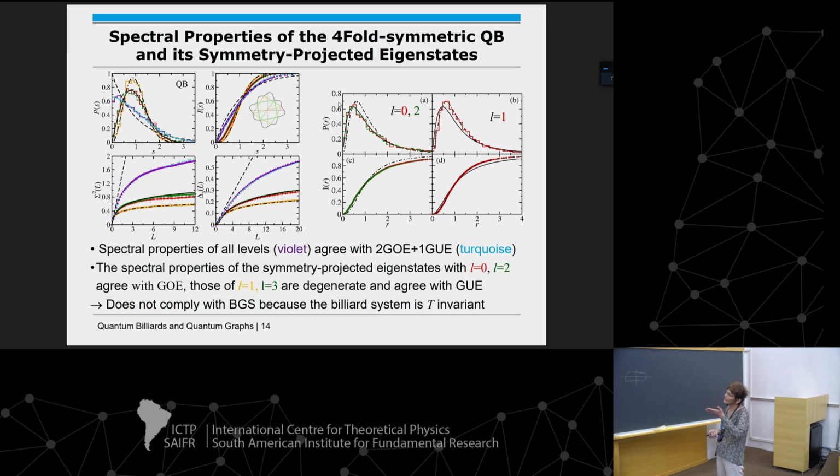So this is one example. Generally, I won't show any examples where you see Poisson or GOE, because this is boring and known. I will just show results where you find something which is not according to Bohigas, Giannoni, and Schmidt. This is one example of a system with rotational symmetry, where you find GUE and GOE depending on the symmetry properties.